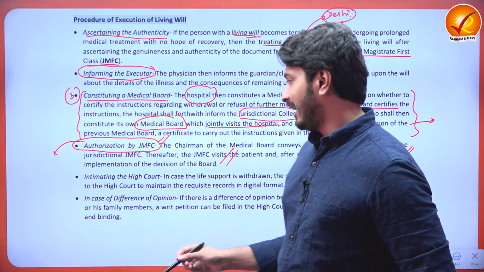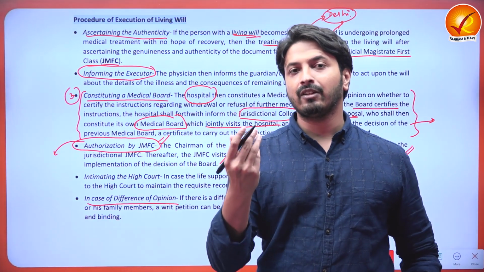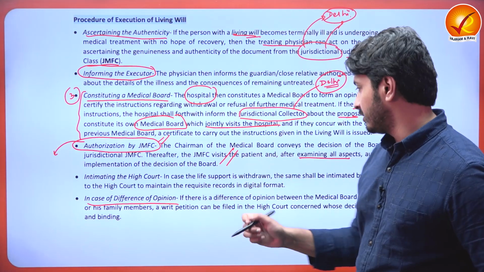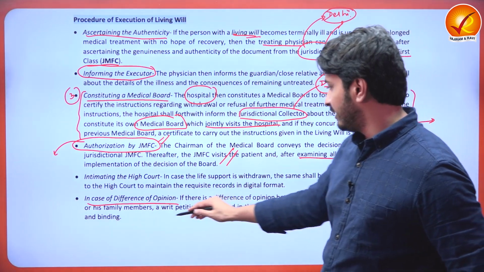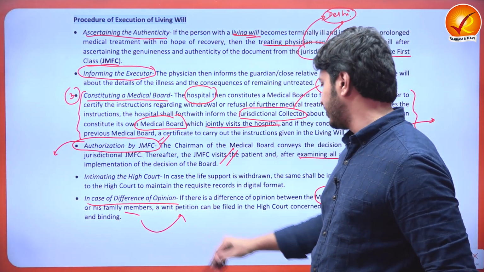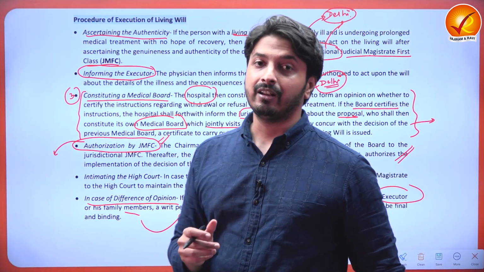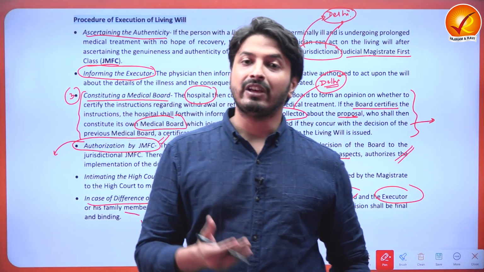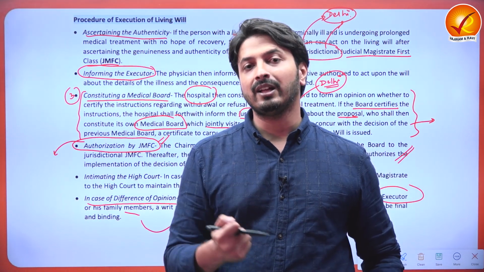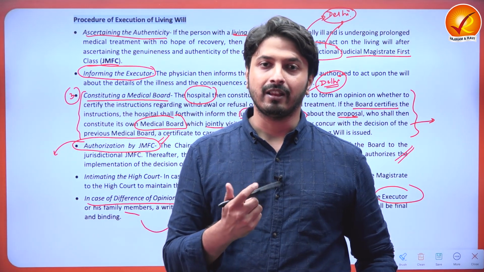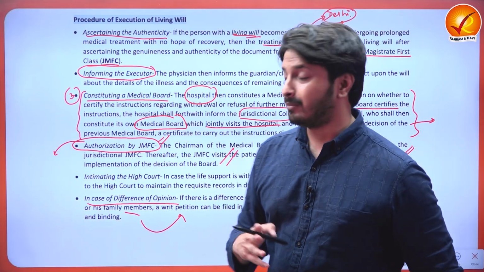And lastly, in case of differences of opinion, had there been a difference of opinion between the executioners, that is the family members, and the medical board, then this case can go to the High Court concerned as a writ petition, and the decision of the High Court will be final. So there has to be a very elaborate process, as we have already learned, with respect to the execution of living wills in our country. And this question can come very easily in our prelims examination.